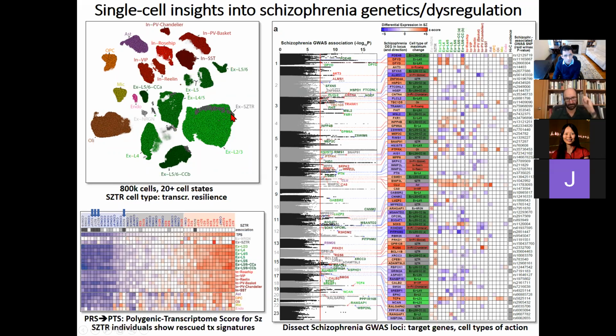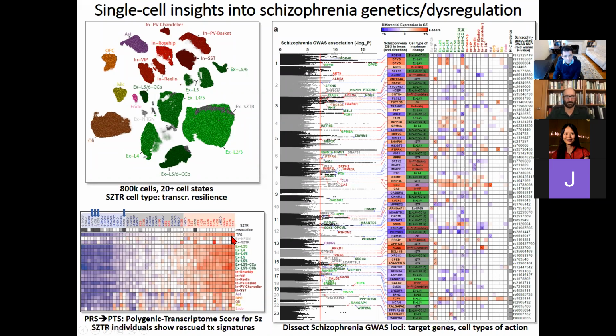I want to highlight one cross-cutting cell state, which was very cool, this SZTR state, which we call for transcriptional resilience, which I'll explain why in a second, is in fact cutting across layers 2, 3, but also layers 4, 5 of excitatory neurons. So this is a very unusual cell state in that it cuts across multiple cell types. Why are we so excited about this state? Because if you look at the individuals who have this state, and I've shown them here in arrows, they are actually some of the most transcriptionally normal individuals.